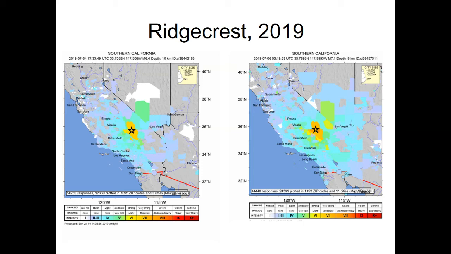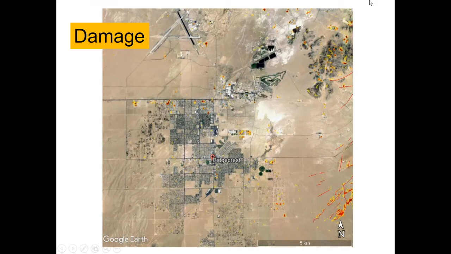This part of California is not too densely populated, but there is this town of Ridgecrest, and the shaking was widely felt. So this is a magnitude 7.1. The town of Ridgecrest is quite close. This is a damage proxy map.